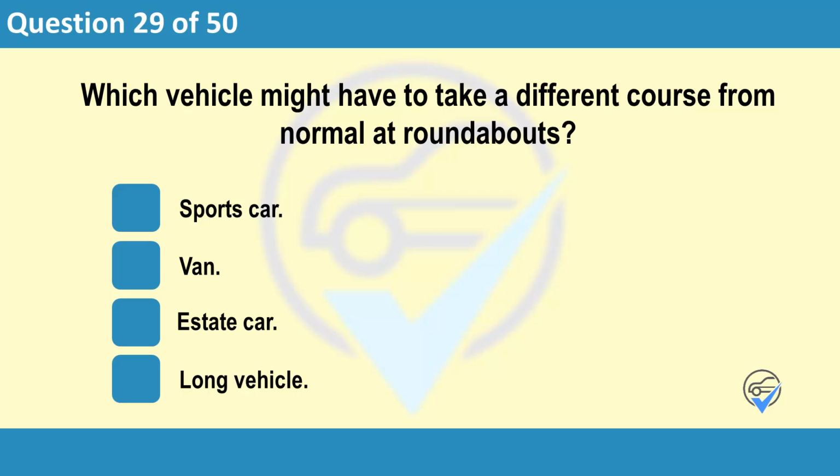Which vehicle might have to take a different course from normal at roundabouts? Sports car. Van. Estate car. Long vehicle.